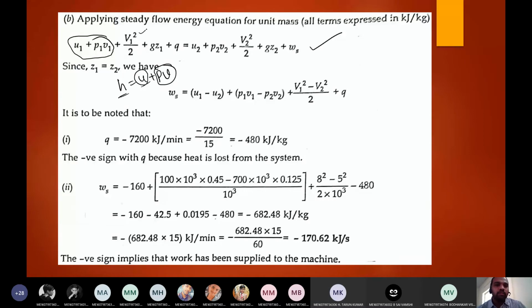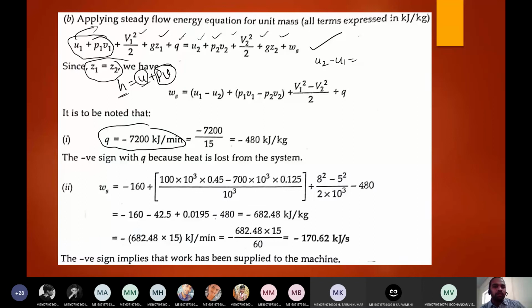That's what V1 square by 2, gZ1 plus Q, and U2, P2 V2, same formula. This is a steady flow energy equation, and the given condition is that Z1 is equal to Z2. That is the only condition given, and he mentioned that heat is lost to the surroundings. Therefore Q is negative, right? U1 is not there directly, U2 minus U1 value is there. You can take this U1 to the right side, therefore it will become U2 minus U1.